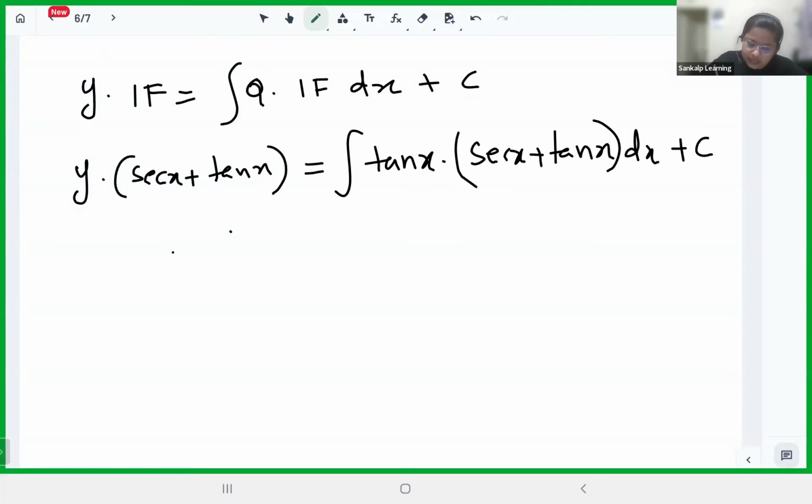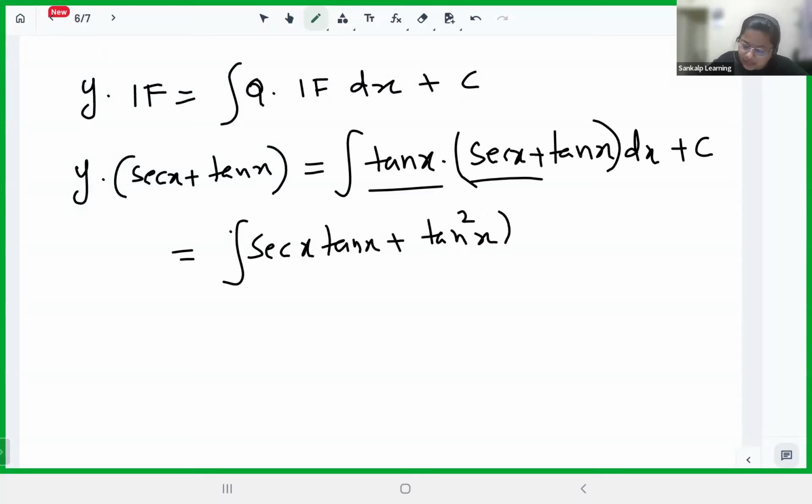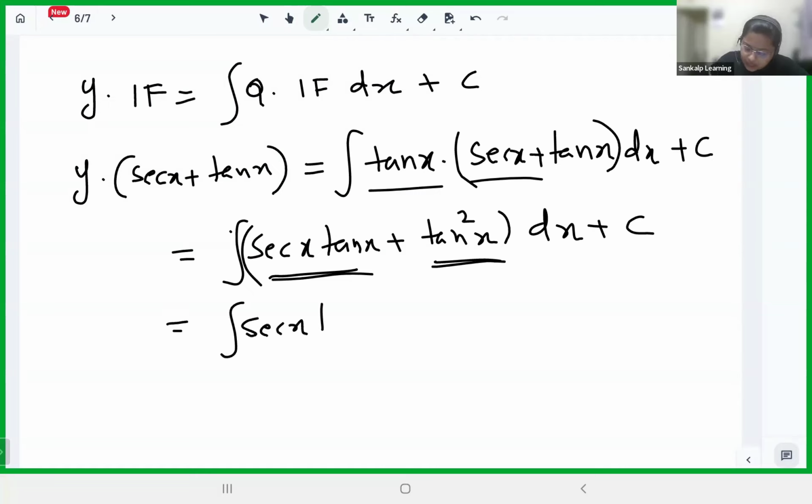So we'll solve this one integral. Tan x into sec x, that is either you can write tan x sec x or sec x tan x, then plus tan x into tan x is tan square x into dx plus c. Here we know this one's integral, but we don't know this one's integral. So first we can split it. Integral sec x tan x dx plus integral tan square x dx. And how can you write this tan square x? Integral sec square x minus 1 dx, right?